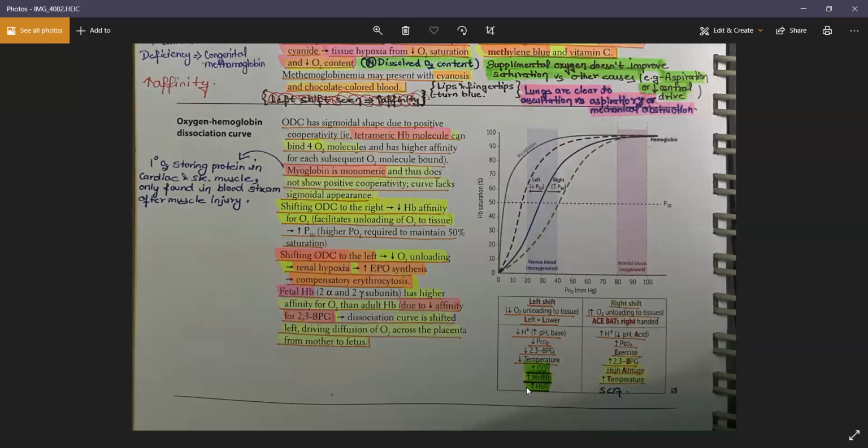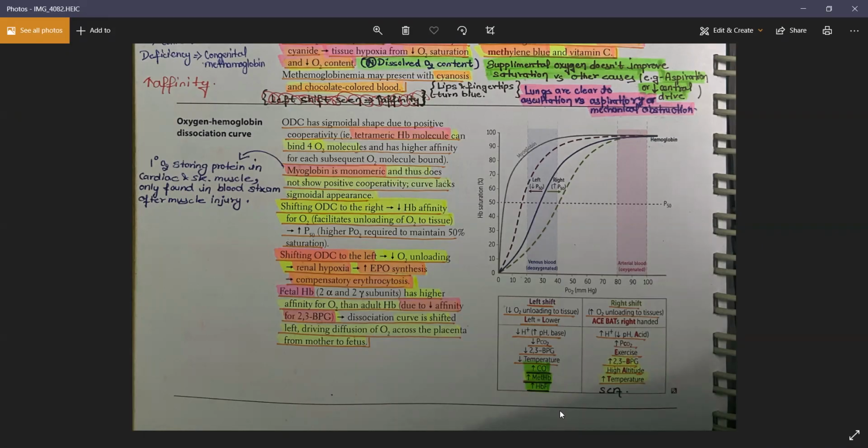Fetal hemoglobin has a very high affinity for the oxygen, and I told you this will help the fetus to extract the oxygen from the mother's blood, right? Yeah. So this condition again. So all of these conditions will promote the affinity of the hemoglobin for the oxygen, and as a result, the release of the oxygen by the hemoglobin will be decreased.